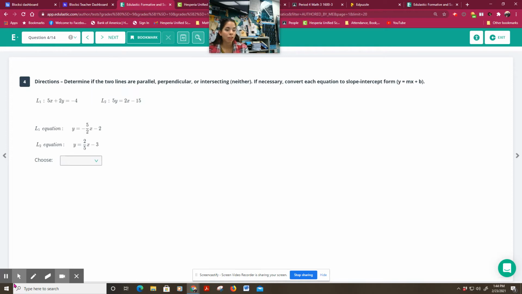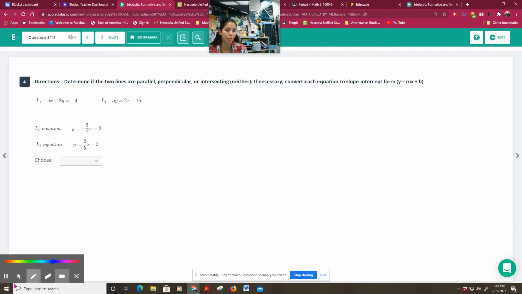Number 4, determine if the 2 lines are parallel, perpendicular, or neither. If they're neither, that means that they're intersecting, but they're not parallel and not perpendicular. If necessary, convert each equation to slope-intercept form. So in the review, you had to convert to slope-intercept form. Here on this quiz, it was done for you. So all you had to determine is if they were parallel, perpendicular, or neither.